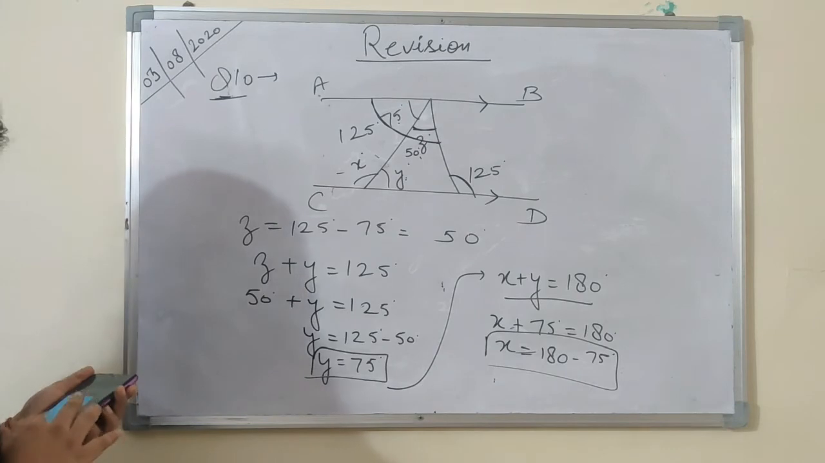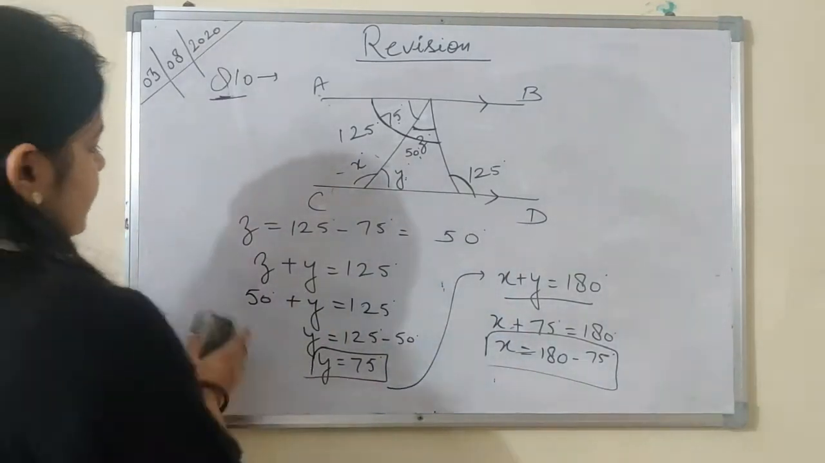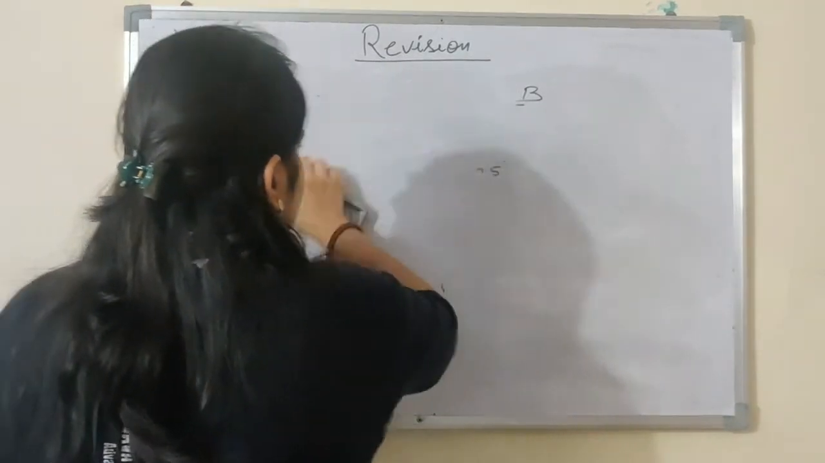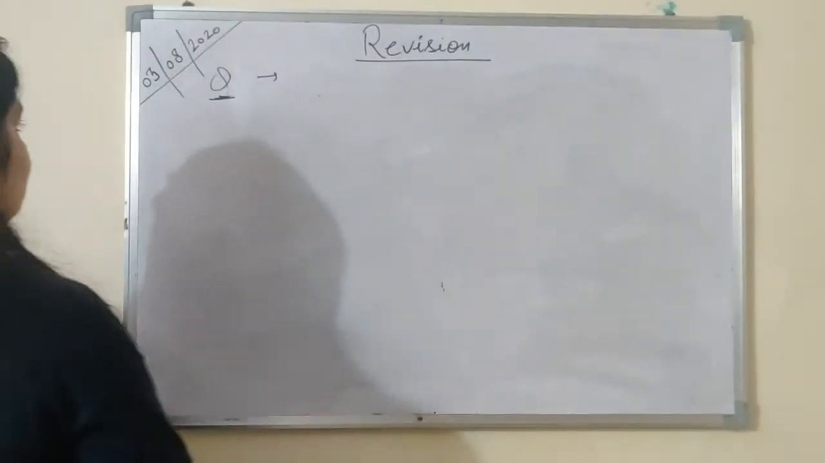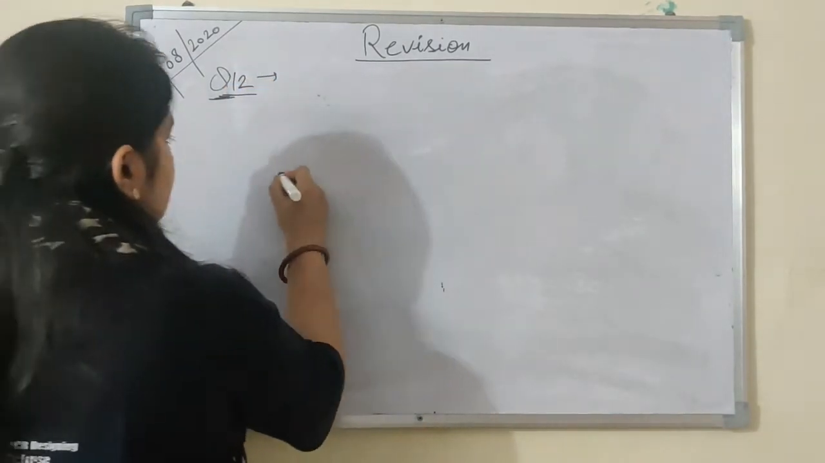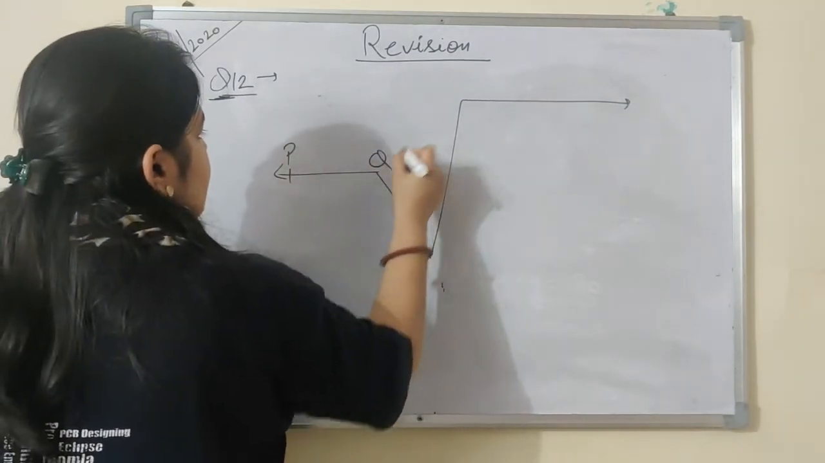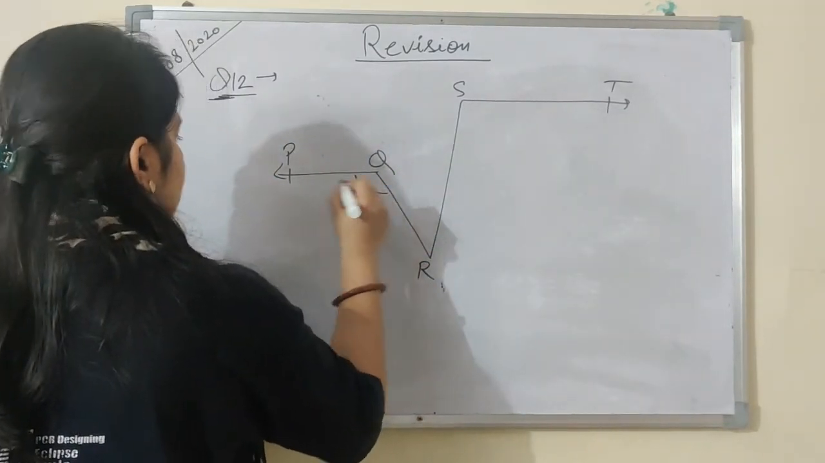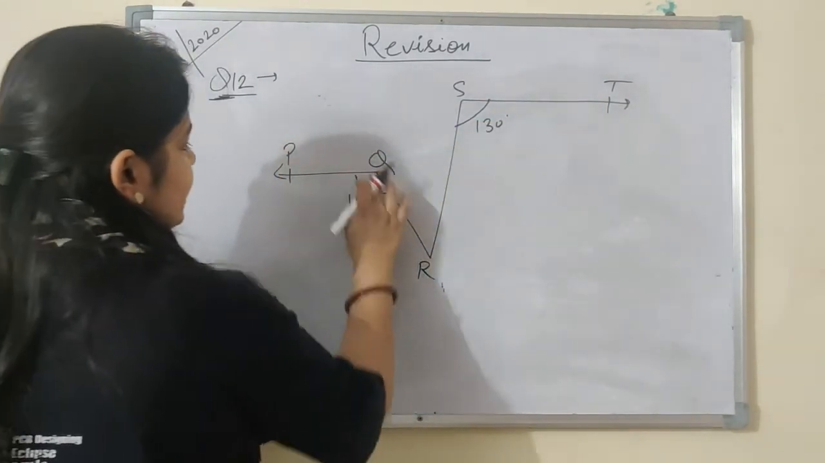Now we will discuss question number 12. Okay, so question number 12 is from NCERT. Although you can solve it yourself, still I am having a discussion of this. Question number 12 is that PQ is given parallel to ST. This is given as 110 degree and this is given as 130 degree. What we have to find? We have to find angle QRS.